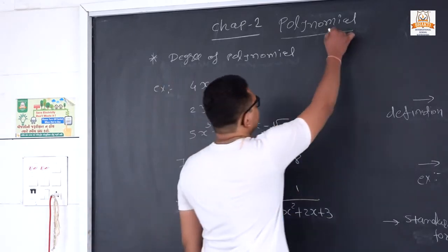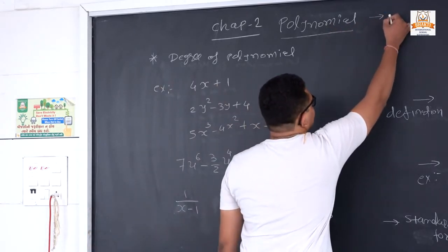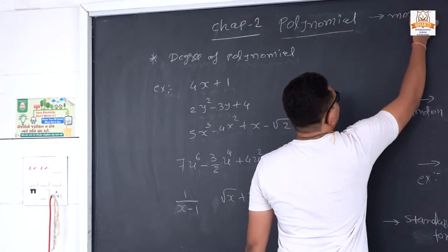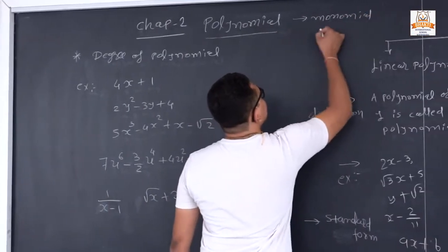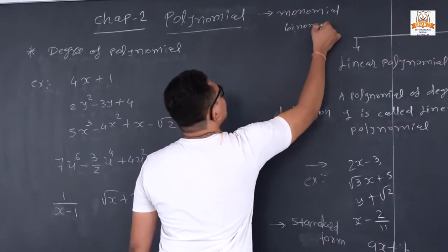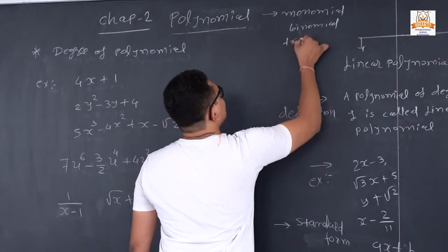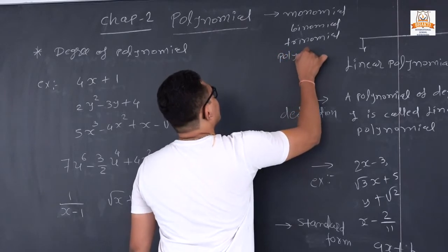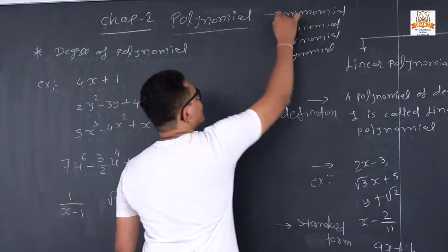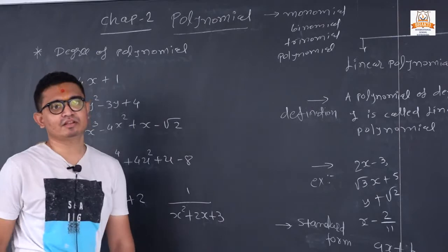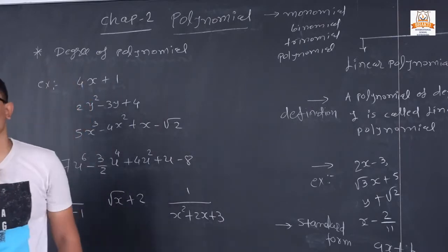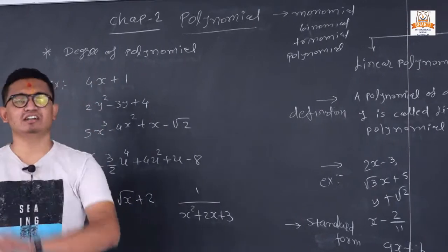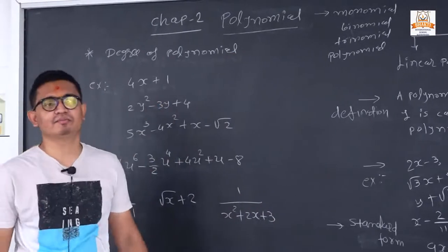We also learned in the previous standards terms like monomial, binomial, trinomial and polynomial. So monomial means what? Any algebraic expression that has only one single term is called a monomial.